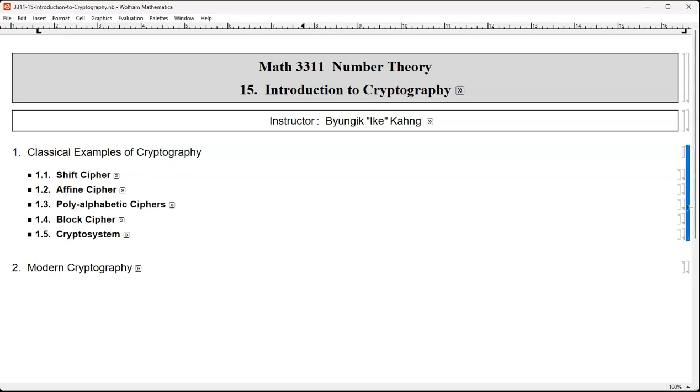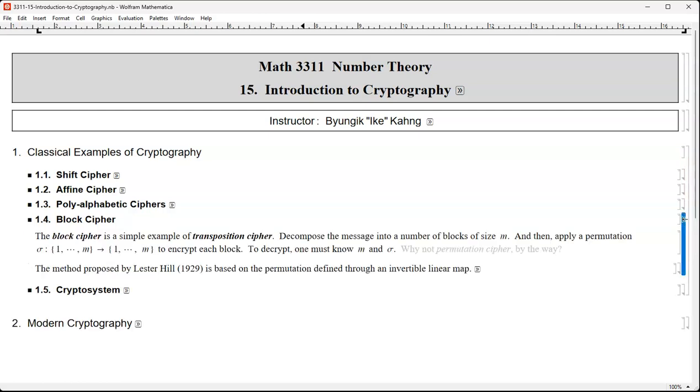The next topic, let's talk about 1.4, block cipher. And block cipher is a simple example of transposition cipher, which is an unfortunate name. It should have been called permutation cipher, but for some historical reason it was named that way. Unfortunately, it's too late to change.